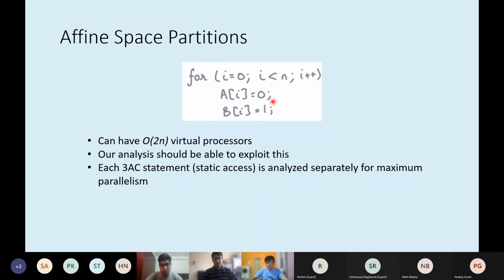Since these 2 statements access different regions of memory, they can also be done in parallel. So at best, we can have order 2n virtual processors instead of just order n virtual processors, and our analysis should be able to exploit this. So in our analysis, each three-address code statement, which is each static access that we have been calling a statement, is analyzed separately for maximum parallelism.